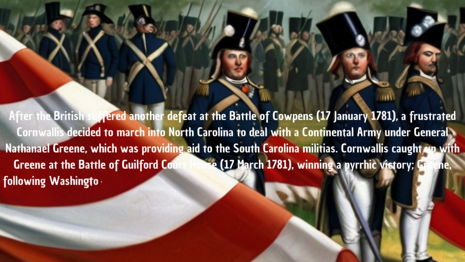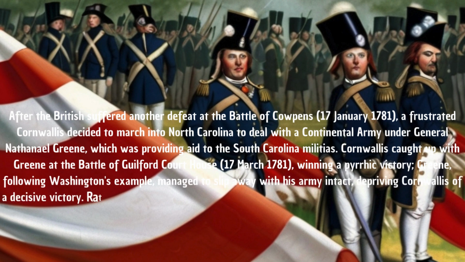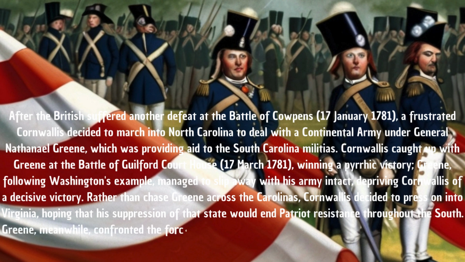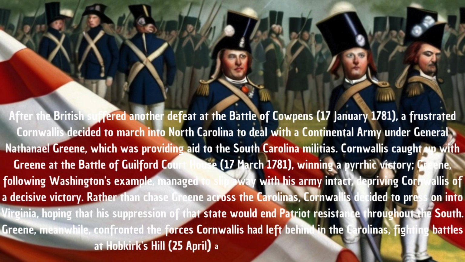Greene, following Washington's example, managed to slip away with his army intact, depriving Cornwallis of a decisive victory. Rather than chase Greene across the Carolinas, Cornwallis decided to press on into Virginia, hoping that his suppression of that state would end Patriot resistance throughout the South. Greene, meanwhile, confronted the forces Cornwallis had left behind in the Carolinas, fighting battles at Hobkirk's Hill, April 25th, and Eutaw Springs, September 8th.